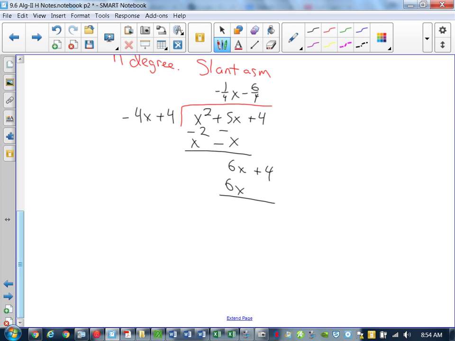And then, quite honestly, it doesn't matter what this becomes anymore, because when you subtract it out, you're going to get that remainder. Who cares? You were able to eliminate it and go from there. So my equation, this line asymptote, would be y equals negative 1/4 x minus 3/2. That's it. That's all you have to be able to do.